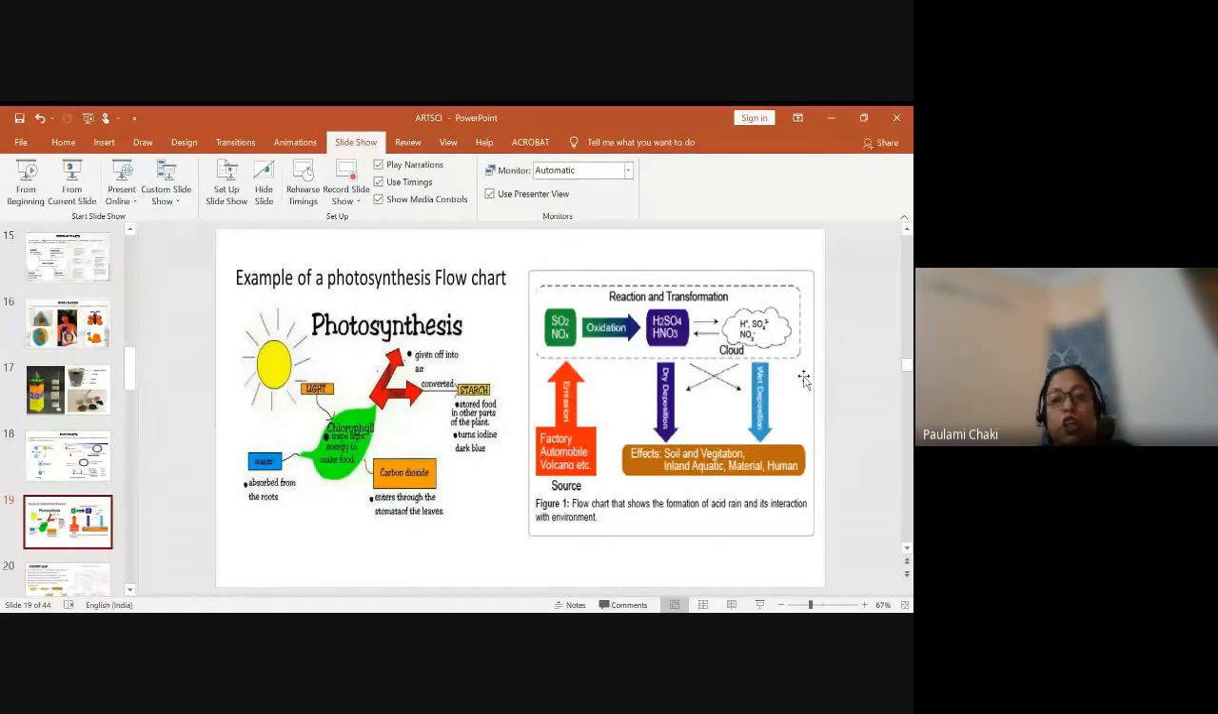And then the other one which I have taken is acid rain. Acid rain, again in the pollution chapter in grade 8, where we teach them the case study of Taj Mahal, which is a very important one. And there you can introduce this flowchart. They can draw it on their own and bring it to you.